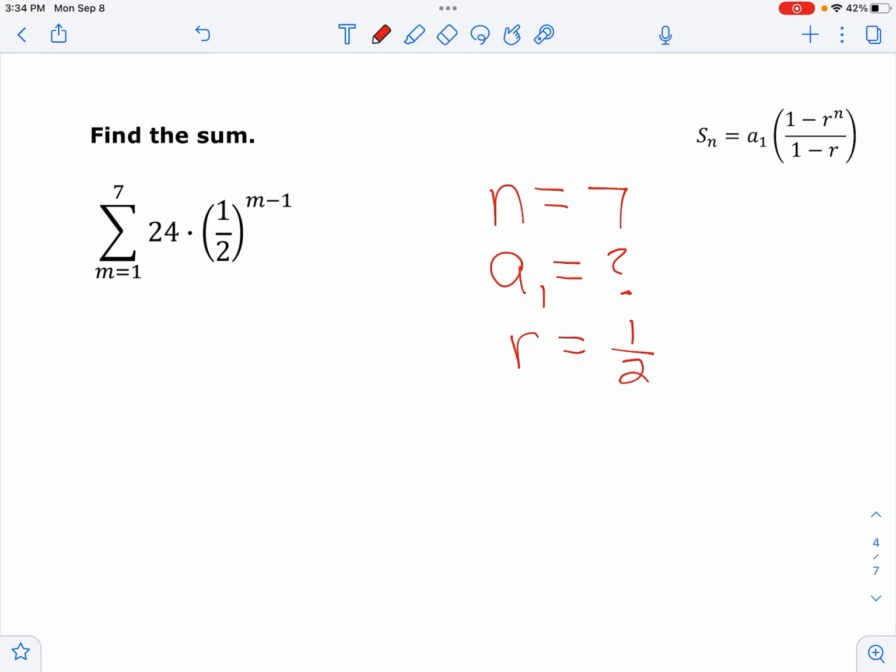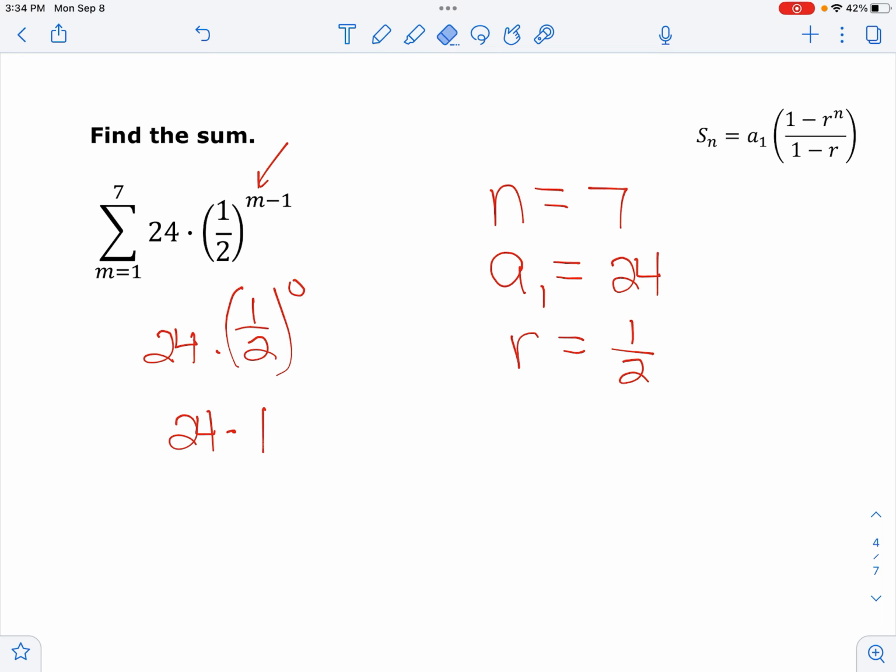Because it's a half, it's a sequence that's getting smaller. So let's figure out what a sub 1 is. If I put a 1 here, that'll tell me what my first term is. 1 minus 1 is 0. Anything to the 0 power is 1. So this is 24 times 1. My first term then is 24.